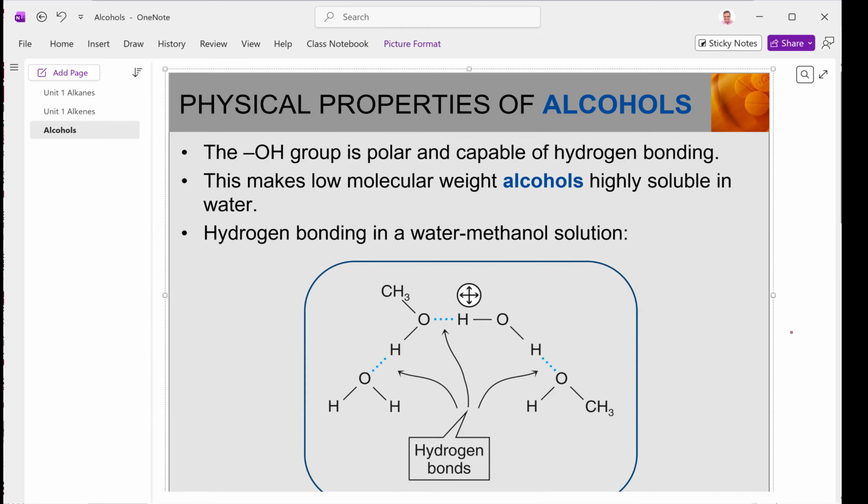Water's got an OH group in it. Alcohols have an OH group. Like dissolves like. Alcohols have very strong intermolecular forces. That means the boiling point is much higher than a comparable weight alkane. Huge difference. Also has a higher melting point. It also has a higher surface tension.